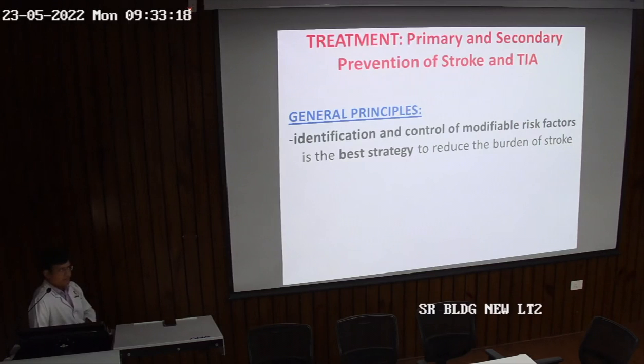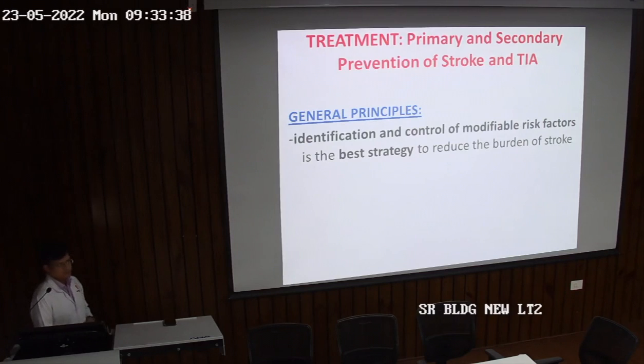And what is the secondary prevention? To prevent, when the event has occurred, that in the future this event does not occur a second time, we give treatment, which is known as the secondary prevention. So apart from the treatment, our focus should also be on the primary and secondary prevention.